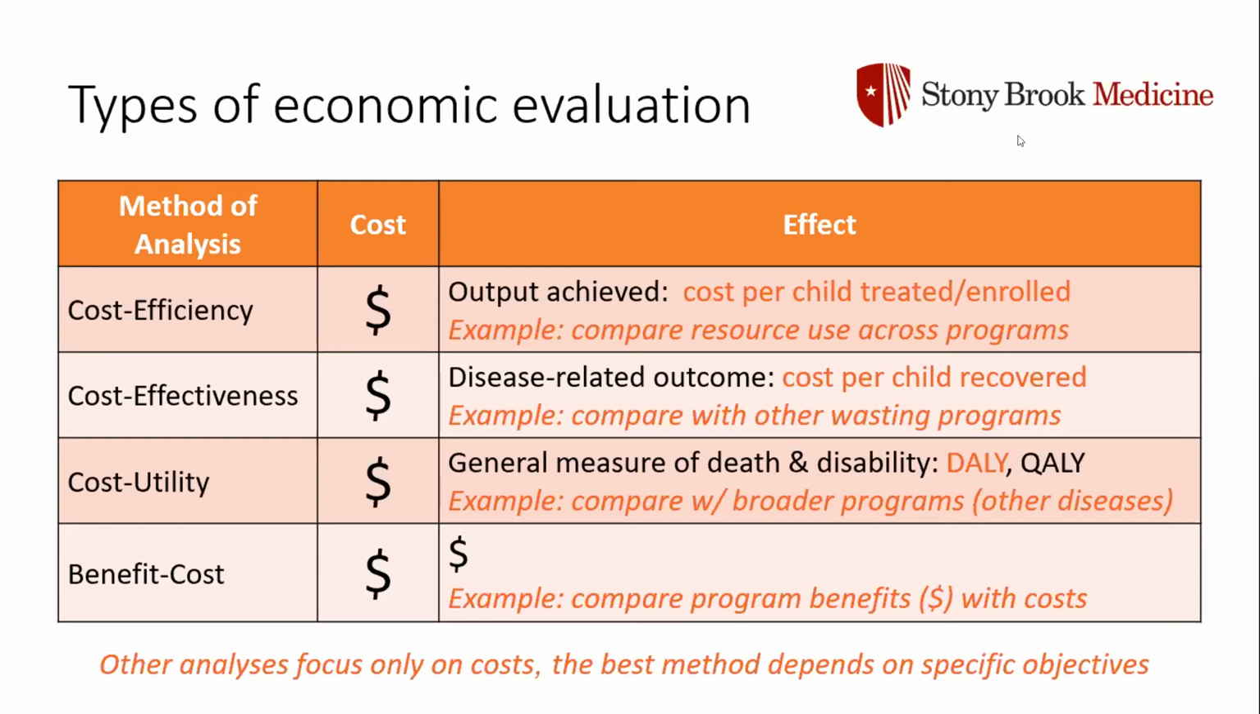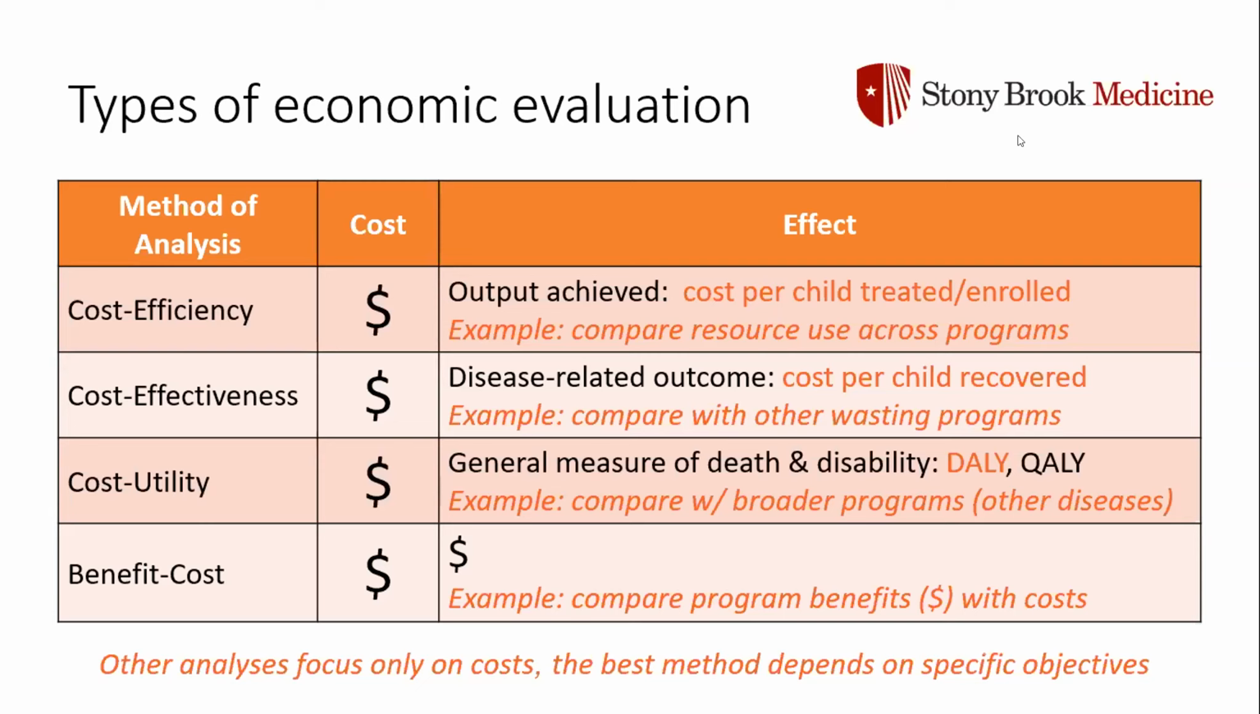So first, at the top row here in our table, cost efficiency analysis focuses on the cost per program output. It does not consider program effectiveness. Commonly for wasting, we use the cost per child treated or enrolled in the program, which tells you something about how many children the program was able to cover, but it doesn't tell you if the program was effective in treating those children. This approach is useful for understanding program coverage and the resource use needed to achieve that.